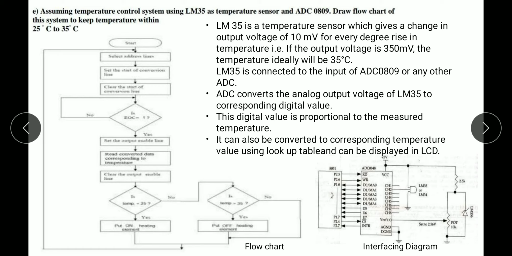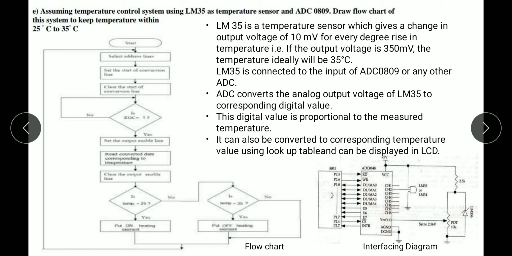After that, at 35, if it is no, then it is given to this, and after that it starts again from the initial. So LM35 is a temperature sensor which gives a change in output voltage of 10 millivolts for every degree rise in temperature. That is, if the output voltage is 350 millivolts, the temperature will ideally be 35 degrees Celsius, because it gives 10 millivolts output voltage per degree Celsius.